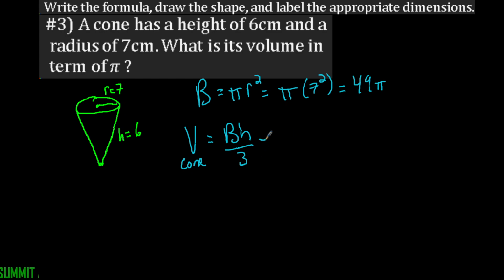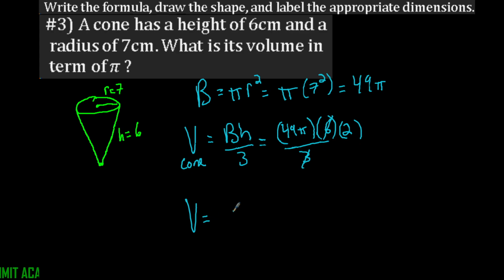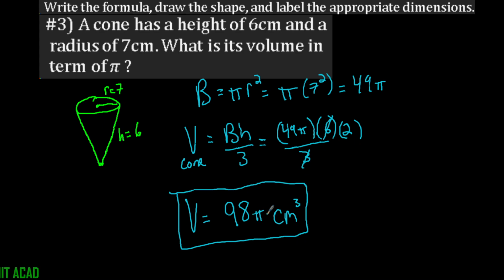So now for this one, we plug in those values. I have 49 pi times our height, which is 6, divided by 3. And what I can do is actually cancel this out, because 6 divided by 3 is the same as times 2. So I'm just going to do 49 pi times 2. So the volume of this cone is going to be 98 pi centimeters cubed. Again, we can leave our volume in terms of pi because we don't have to multiply it out.